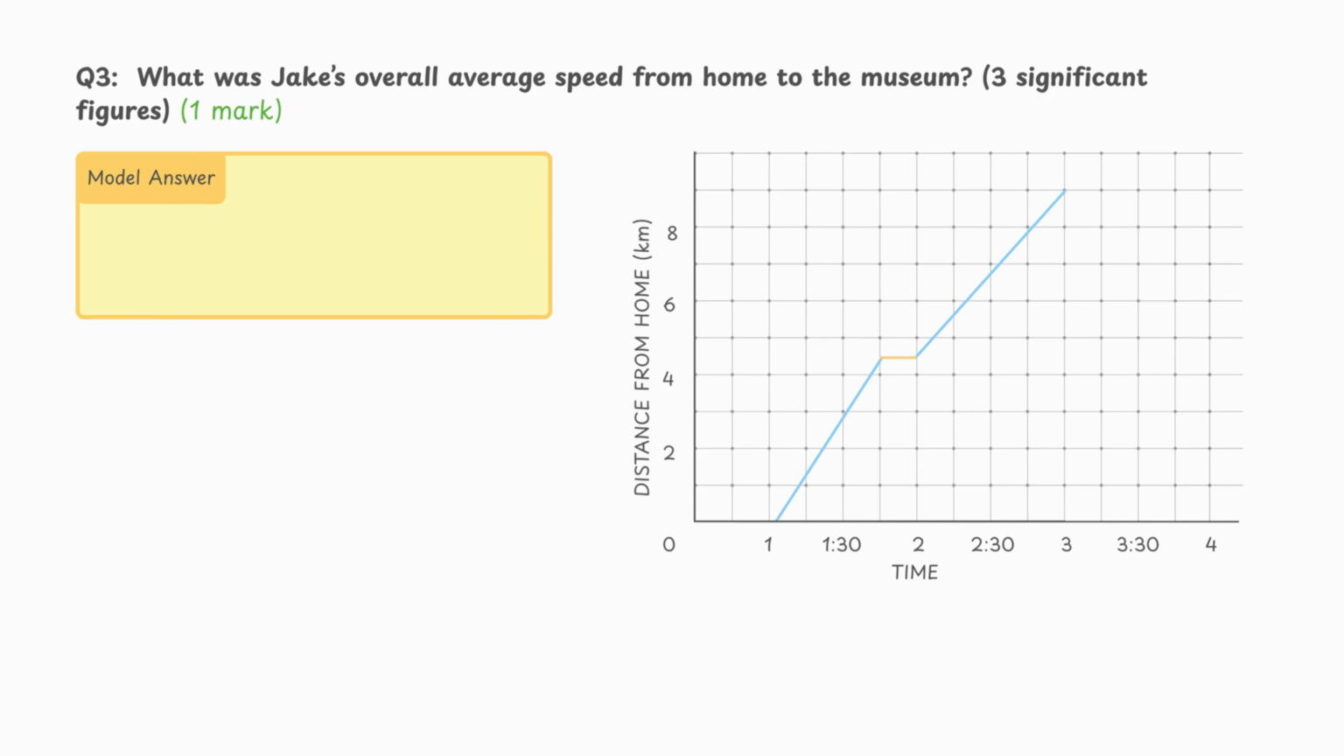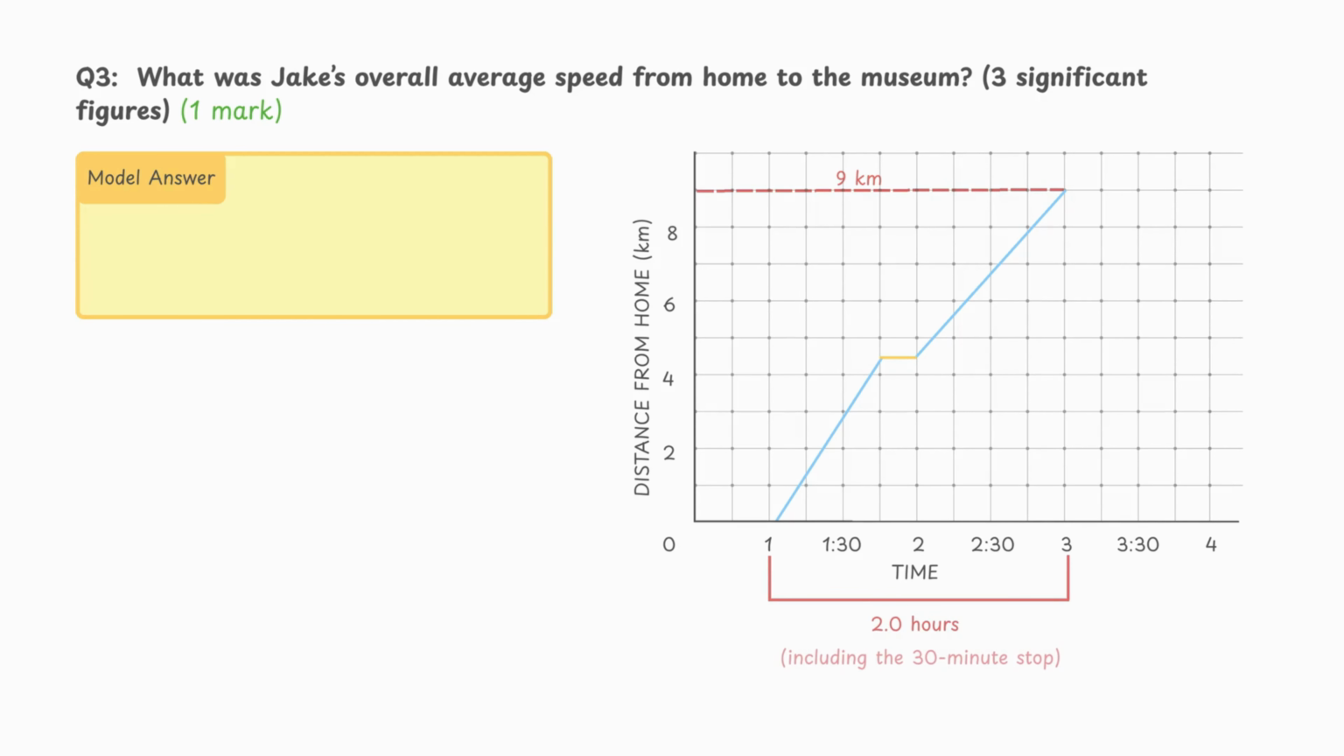Now let's identify the total distance first. Look at the graph. Jake starts at 0 kilometers from home and finishes at 9 kilometers. So the total distance traveled is 9 kilometers. Now let's identify the total time taken. Jake starts his journey at 1 o'clock and reaches the museum at 3 o'clock. From 1 o'clock to 3 o'clock is 2 hours in total.